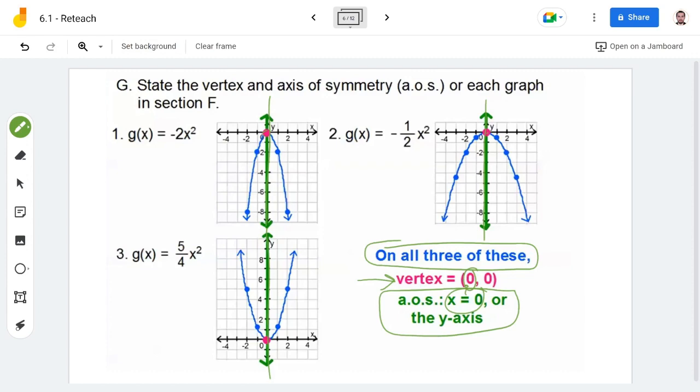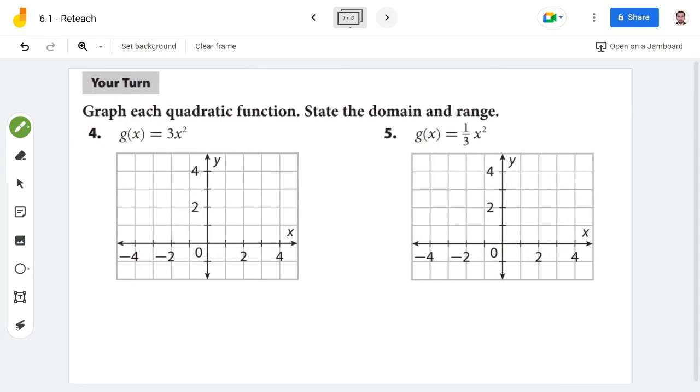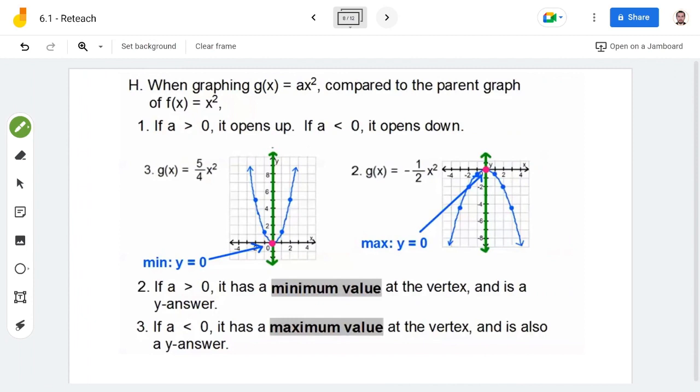Now here are some questions. Try to solve them, and if you need any help, contact me. Here, let's understand what the minimum and the maximum are when graphing g of x equals ax squared compared to the parent graph.